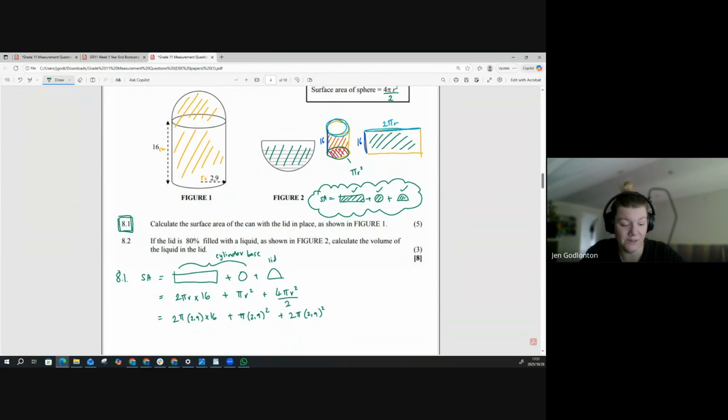So 2 pi, and we get the beautiful answer of 370,80 centimeters squared because it is surface area.